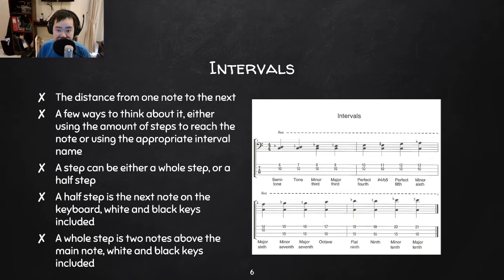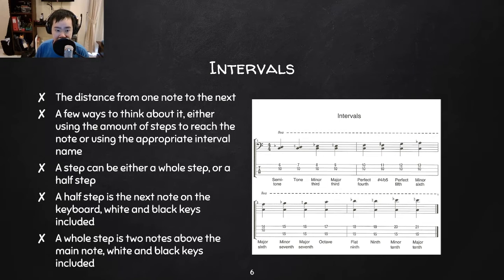Let's try another note. Let's start from E this time. What's the next note to the right on the keyboard, white and black keys included? Well, there are no black keys in between E and F, so the next one has to be F, and that's a half step. Great, so now we know what a half step is. A whole step is the same thing, but it's two notes above. So let's again start from our example of C.